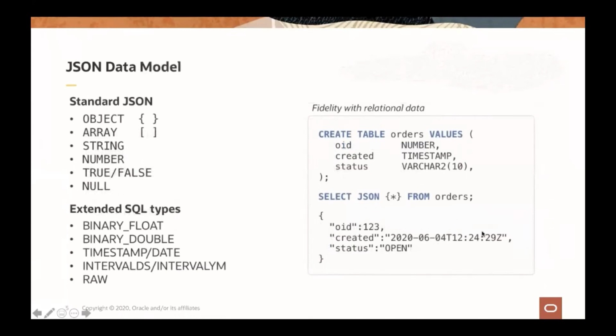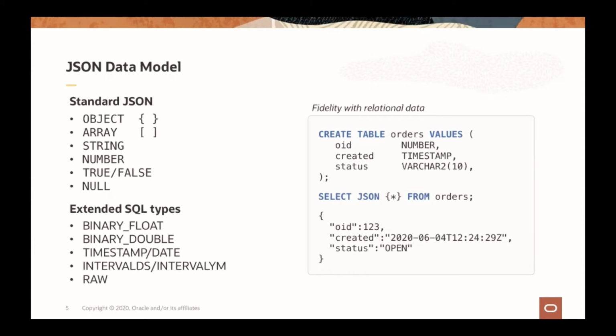So the first one is the data model. JSON has a fairly minimal set of types in standard JSON. It has objects, arrays, strings, numbers, true, false, and null. But for JSON type, we have all of these, but we've added the SQL primitives as well: binary, float, double, timestamp, date, intervals, and raw.